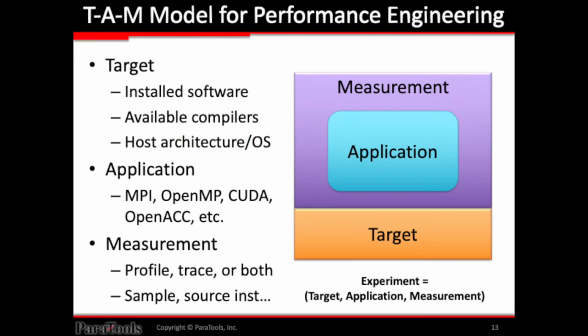Performance experiments in Tau Commander are specified as a triple of three objects. These objects are the target, which indicates the computational environment in which the application will be run: the host architecture and OS, the compiler vendor and version, etc. The application, which indicates properties of the specific application for which you will make measurements. This includes which libraries it uses, such as MPI, OpenMP, CUDA, etc. And the measurement, which indicates what performance data is to be collected. For example, whether to collect a profile or a trace, whether to use source instrumentation or sampling, etc.